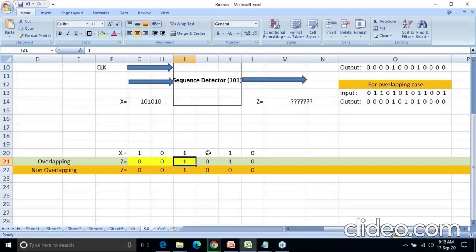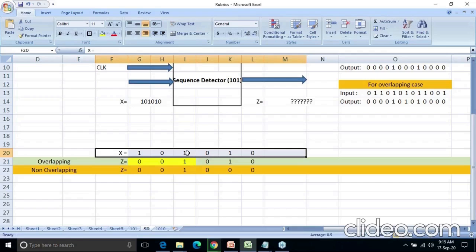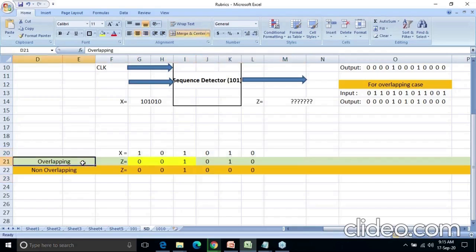In this X I am having a string of 0s and 1s, so only this 101 is not the whole thing. From that string of zeros and ones, I need to find how many input sequences I am going to detect. My sequence is 101, so I need to find out how many 101 sequences are present in the string. As I told you, there are two types of sequence detector. First is overlapping and second is non-overlapping.